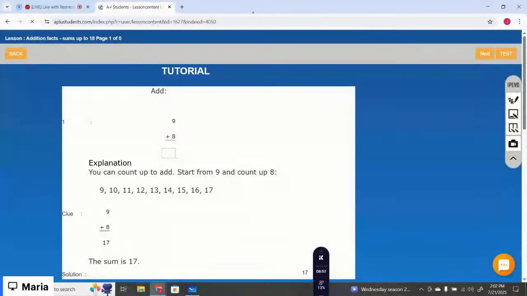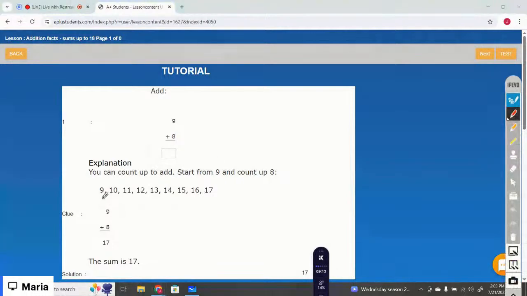Add 9 plus 8. So we need to add, start with 9 and count up to 8. So when we start with 9 and count up to 8, that would be 9, 10, 11, 12, 13, 14, 15, 16, and 17. So 9 plus 8 makes 17.